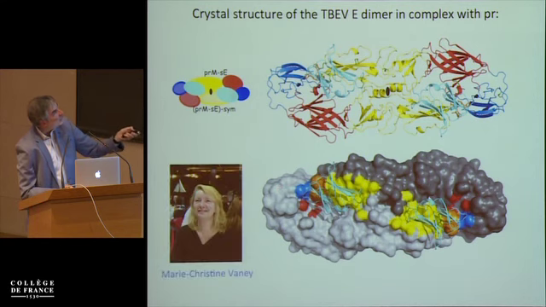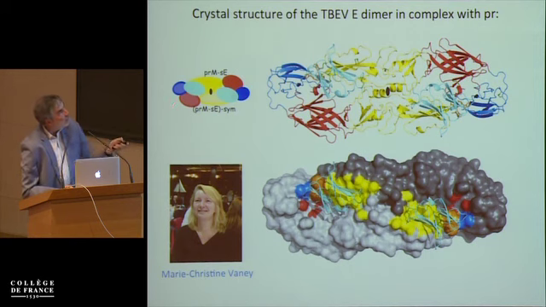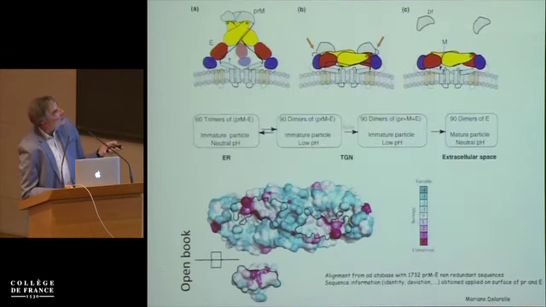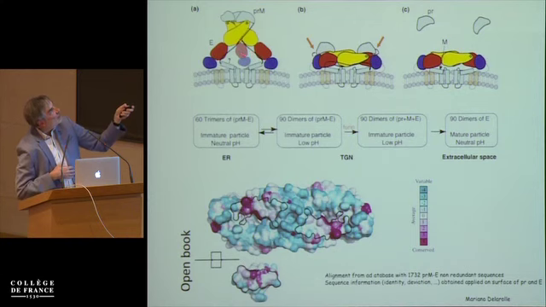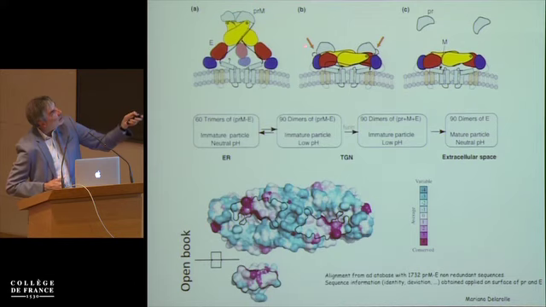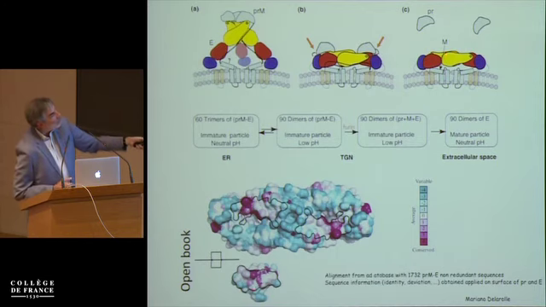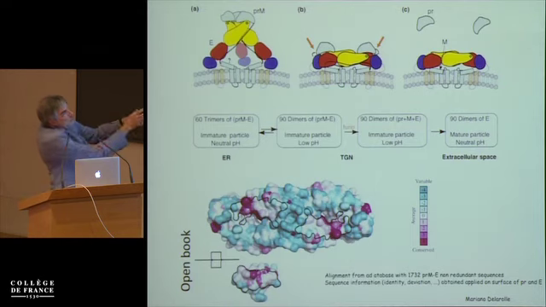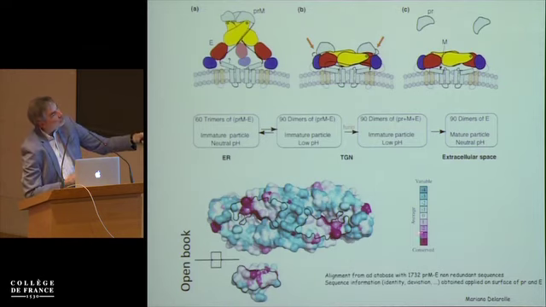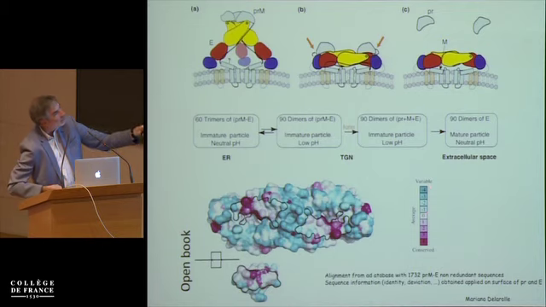The structure was solved by Marie-Christine. It's very recent, on tick-borne encephalitis virus, but they all look the same. So when I told you that the immature virus buds like this in the ER, when the pH is lower, you make a dimer exposing the furin cleavage site, and then furin cleaves, and this is what we get. This is the complex of prM and E, and if you do an open book and examine the surface from conserved to neutral to very variable, you see that this is the more spotted surface.